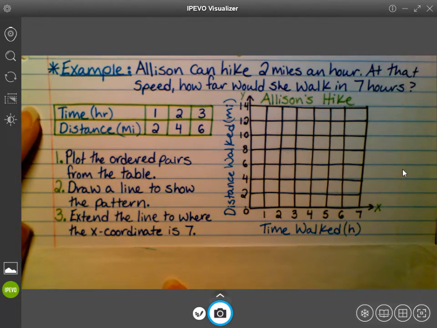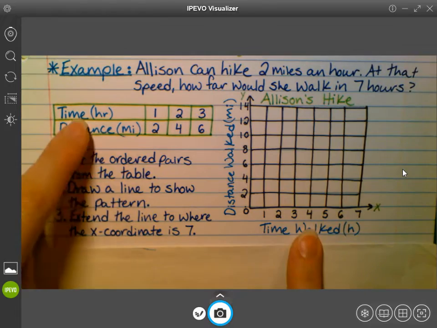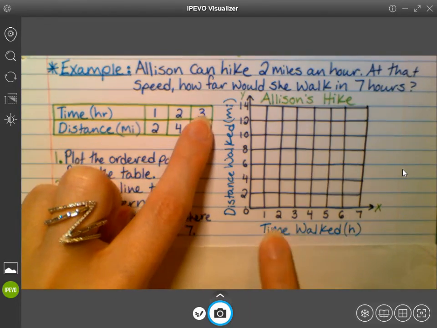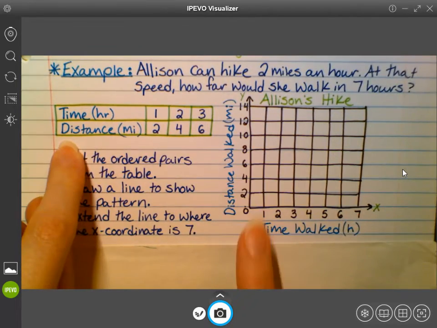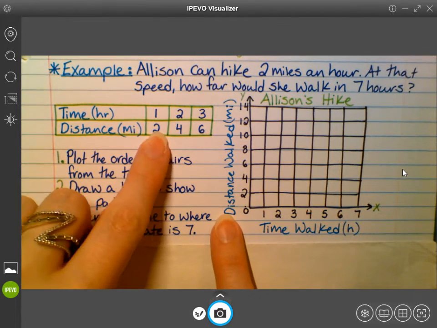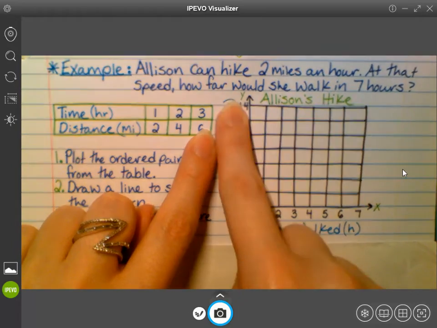So what axis is my time on, 5th grade? Which axis? Time is on the x-axis. So these numbers on time, they match up with our x-axis. See, time and time. So our distance then is on the y-axis. So distance and distance. So these numbers on the bottom row match up with our y-axis.